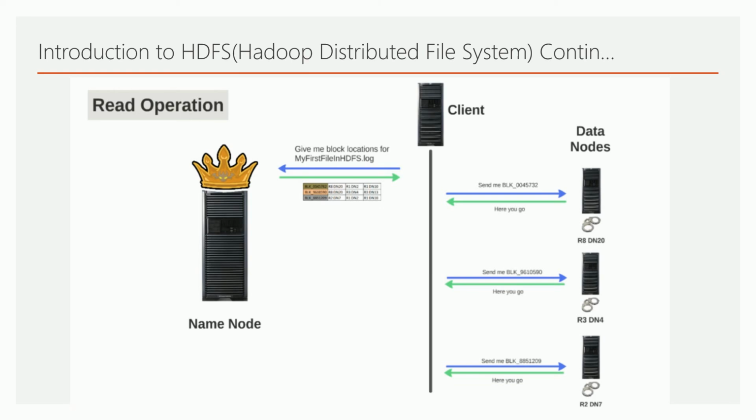So what happens? The client will go and request the block information. The name node will give the particular file's block information. Again the client will go and read the blocks from the respective data nodes. Then it will construct and give you the whole file. This is how the read operation happens in the Hadoop cluster.